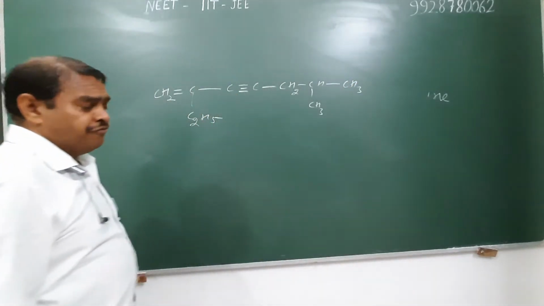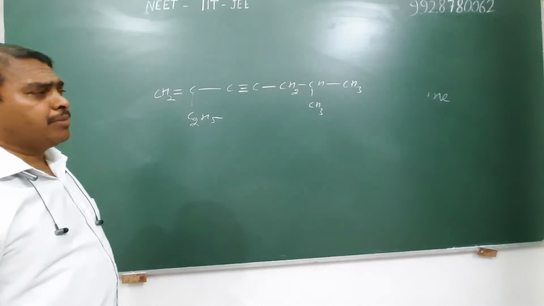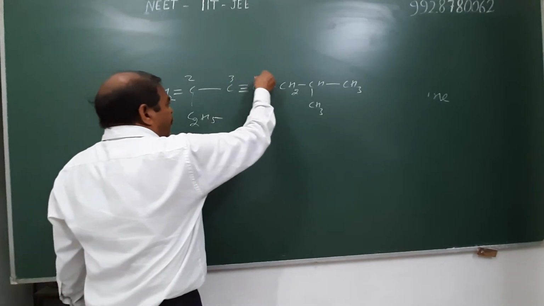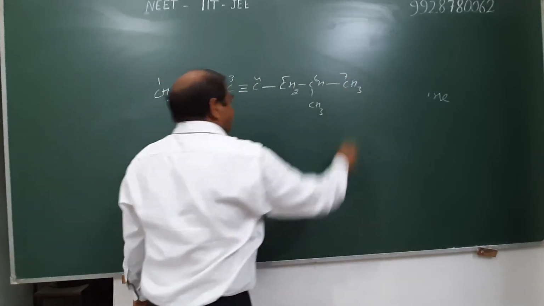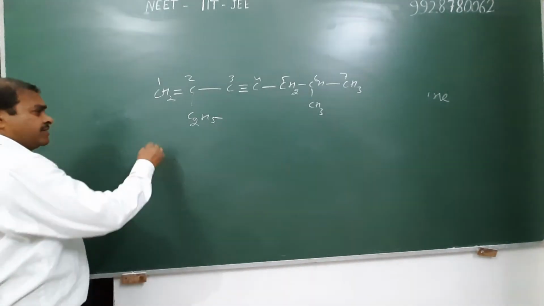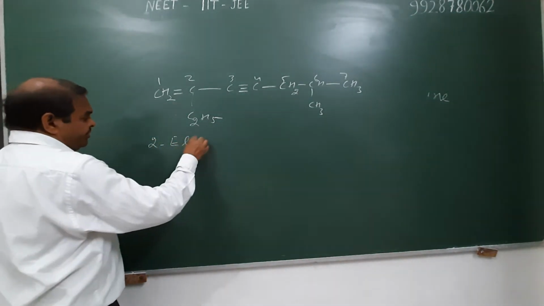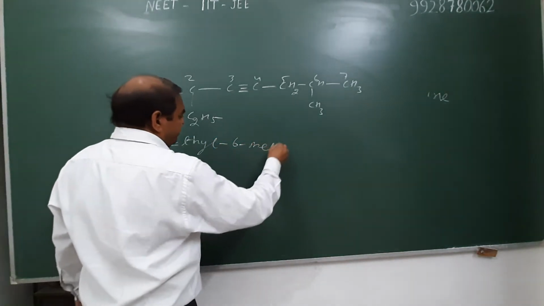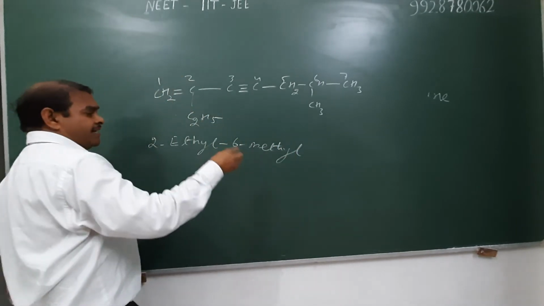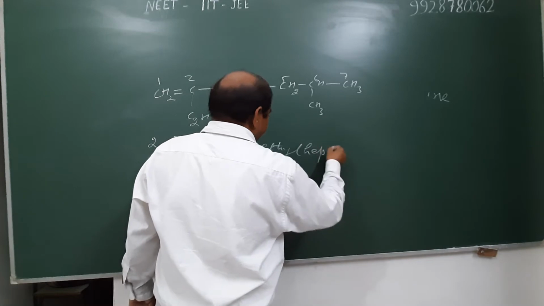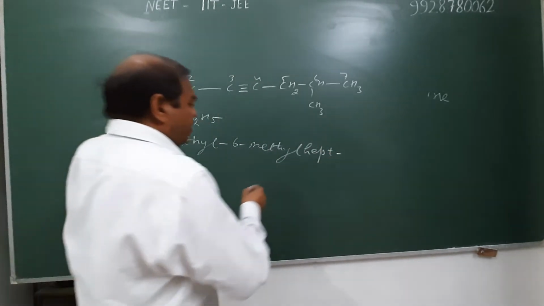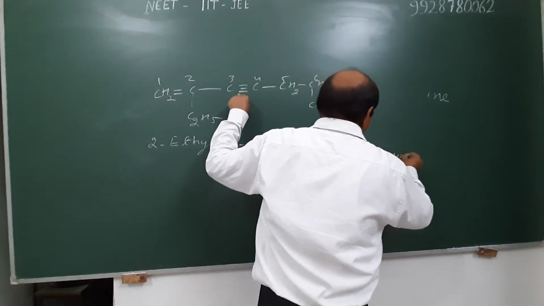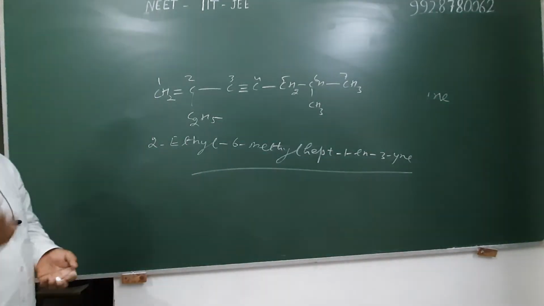We select the longest chain which contains the carbon-carbon double bond as well as the carbon-carbon triple bond and give minimum position to the multiple bonds. 1, 2, 3, 4, 5, 6 and 7. First we write the name of the substituents alphabetically, and hence 2-ethyl, 6-methyl, root word for 7 carbons is hept, and write the position of the double bond first, en, and the position of the triple bond is 3-yne. Therefore these are the names of enynes.